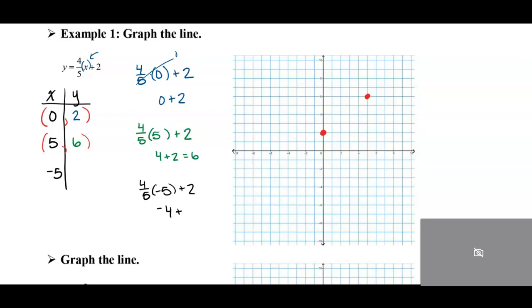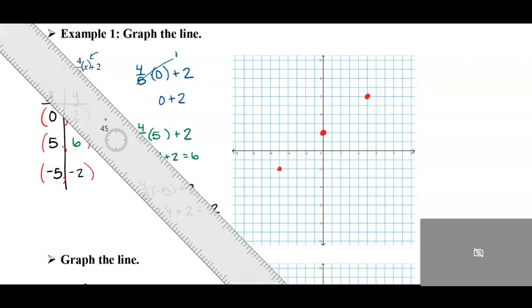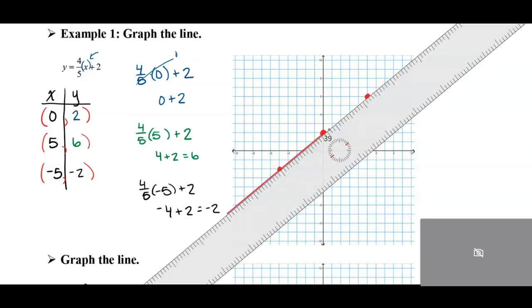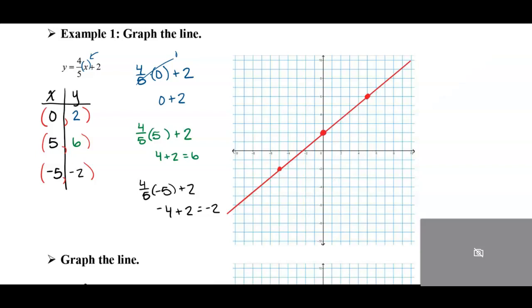That gives me -4 plus 2, which is -2. So here's my next ordered pair: (-5, -2). Back 5, down 2, there we go. And then let's draw a line. And that's what this line would look like if we graphed it.